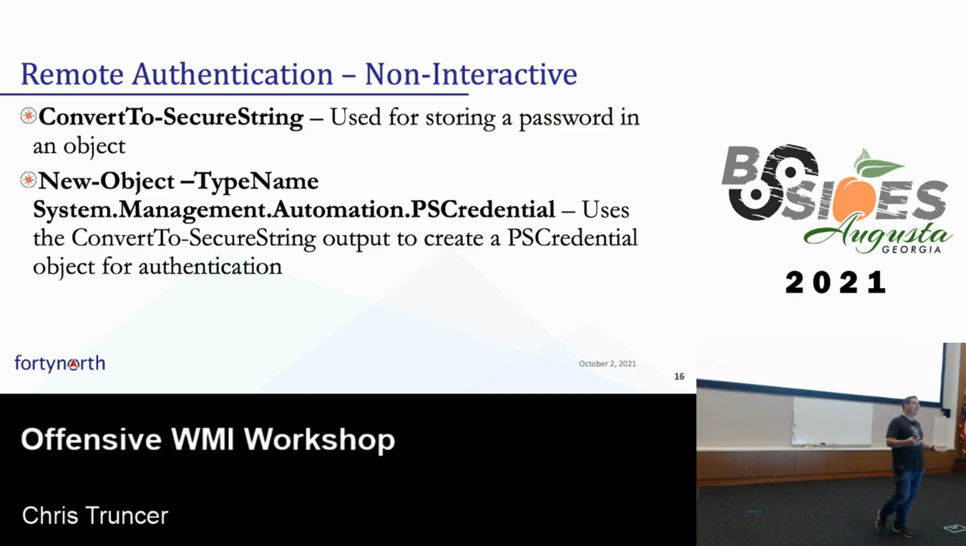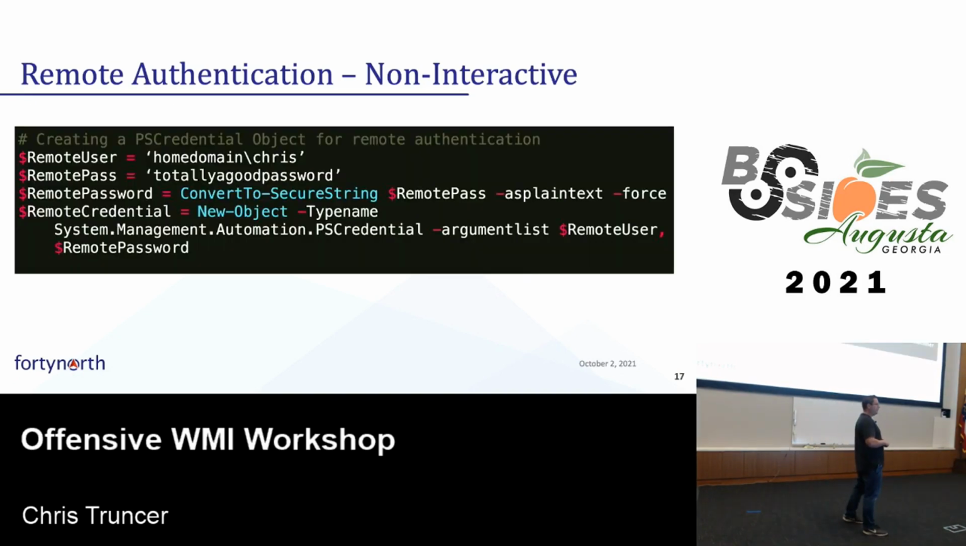But I wanted to be able to just give this background so that in case you actually do go out and test this in your environment, you'll know how to authenticate to a remote system. This is basically what your code would look like. At this top line I'm just providing the domain and the username of my account that I want to authenticate as. The second line is just whatever my password would be.